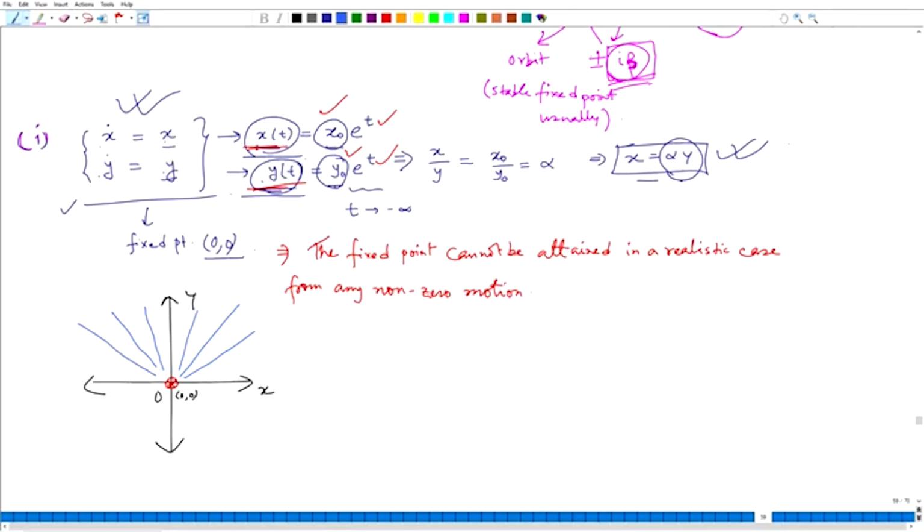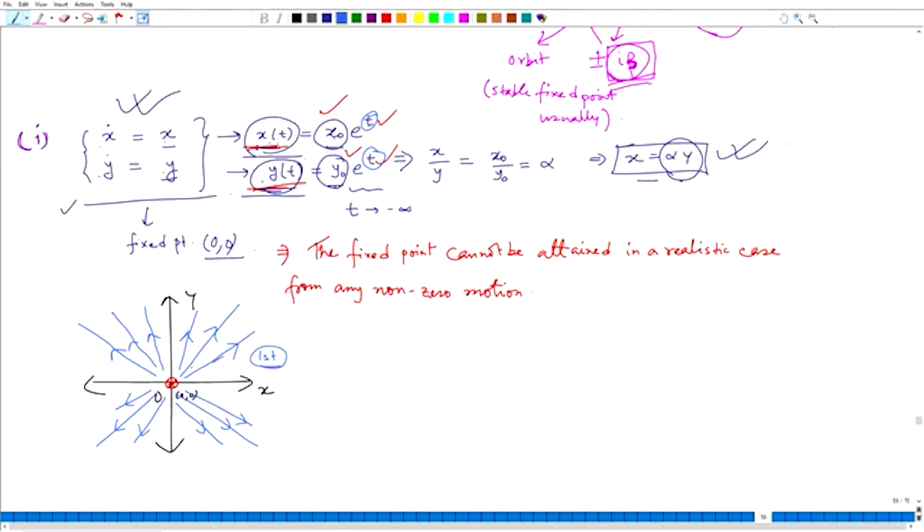Although I am drawing them to be curves, sorry for that, they are actually straight lines. And they are going outward for certain, because when t is increasing, both x and y are increasing. So if x and y, let us say both are positive, that will remain in the first quadrant and both x and y will increase.